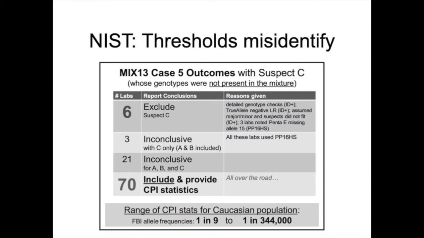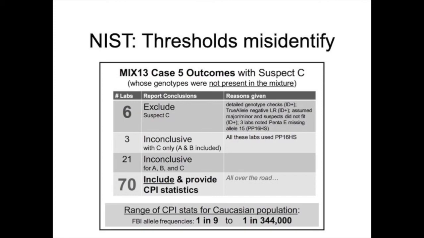Unfortunately, this did not solve the problem of false positives, as NIST discovered in a study in 2013. Looking at this, at this point in the study, there were 100 labs responding. 70 of them falsely included somebody who wasn't there and provided CPI mixture statistics for DNA. Of course, they were wrong because the person wasn't there. Only 6 out of the 100 groups actually excluded the person who wasn't there, including a South Carolina lab that used TrueAllele.